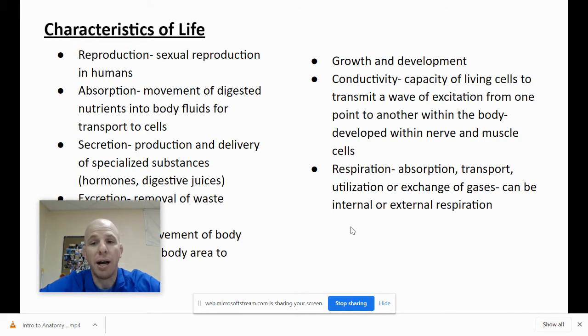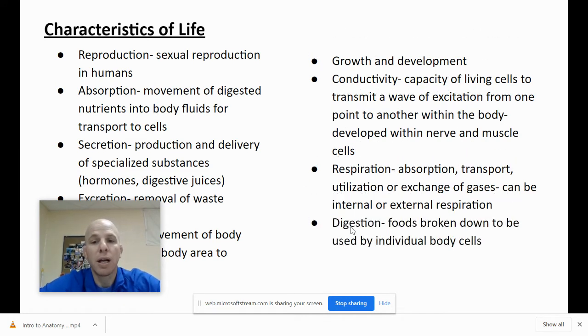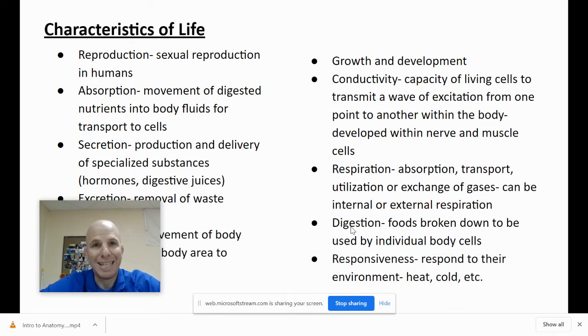So anyway, we exchange those gases both at our cells, at our lungs, and then with our mouth or nose. We breathe in, we breathe out. Digestion. Okay, this is one you probably have all heard about before. We break down food, and then we can use that food or the nutrients within the food to help with individual cells. And responsiveness. How do we respond to the environment?